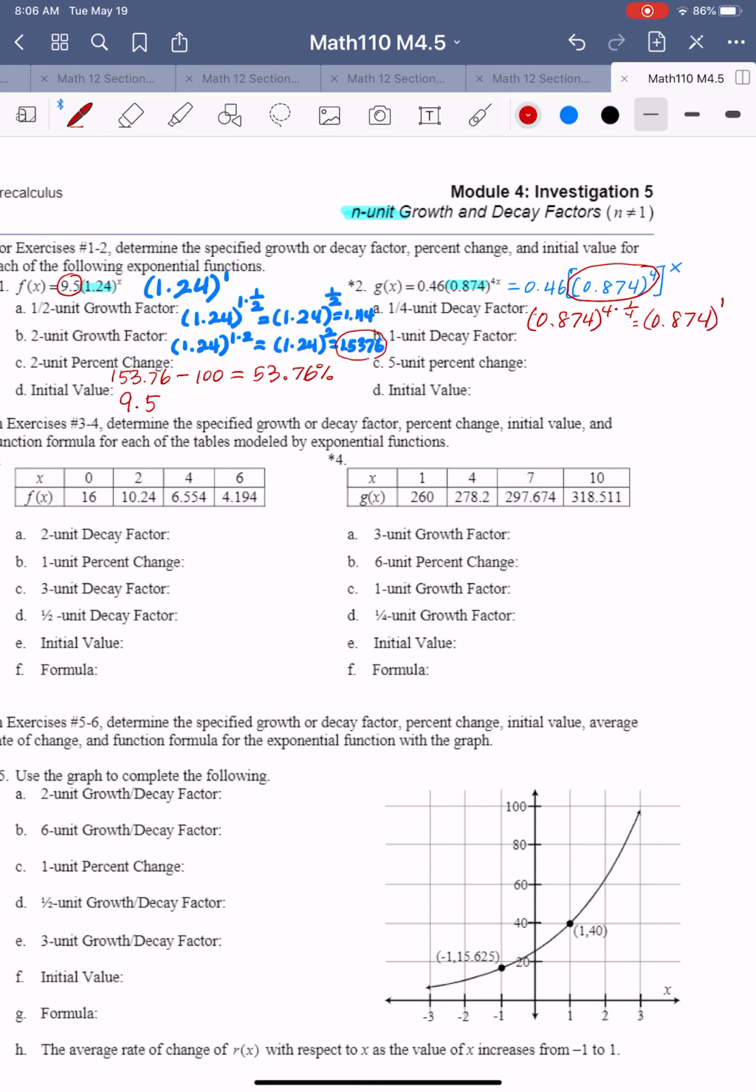And then the 1-unit growth factor means 0.874 to the fourth power times 1, and you get 0.874 to the fourth power, which comes out as 0.584. The 5-unit growth factor is 0.874, 4 times 5, which is 0.874 to the 20th power, which comes out as 0.06764. And the initial value is going to be the front number, 0.46, okay?